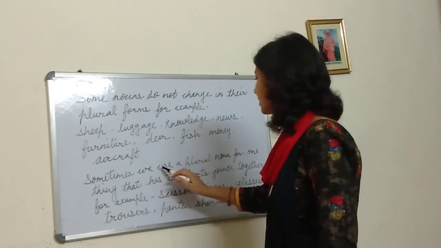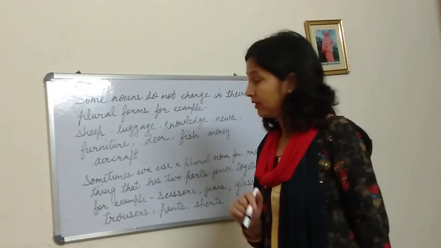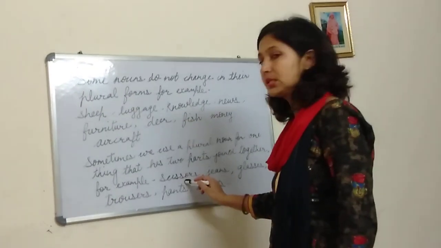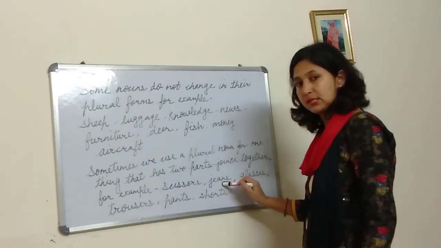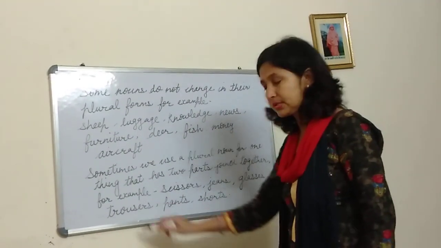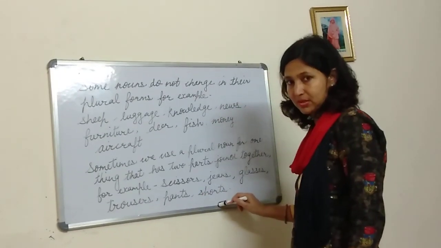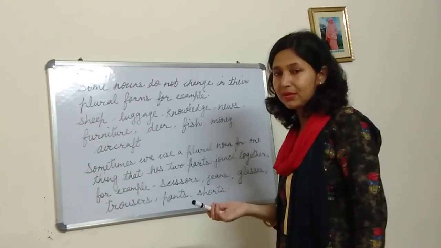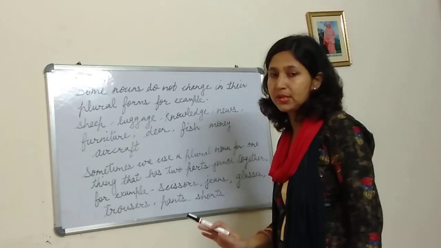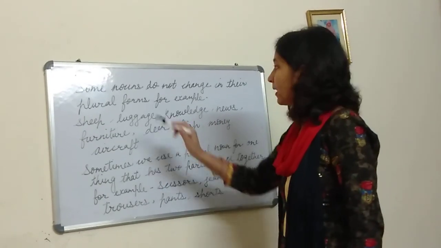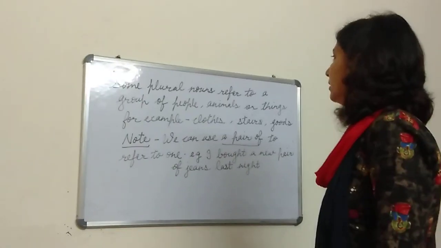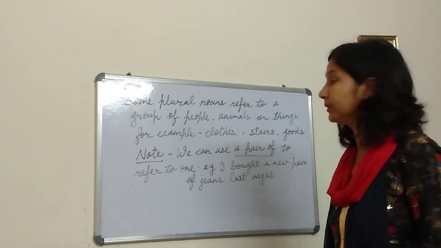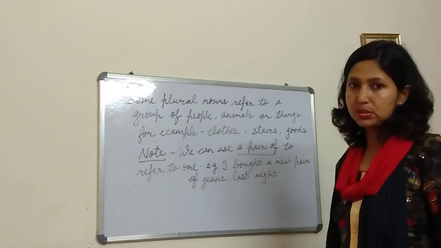Then sometimes we use a plural noun for one thing that has two parts joined together. For example, scissors, jeans, glasses, trousers, pants, shorts, etc. These are parts, or they are joined together, but we use plural forms in case of singular also. Some plural nouns refer to a group of people, animals or things. For example, clothes, stairs, goods.